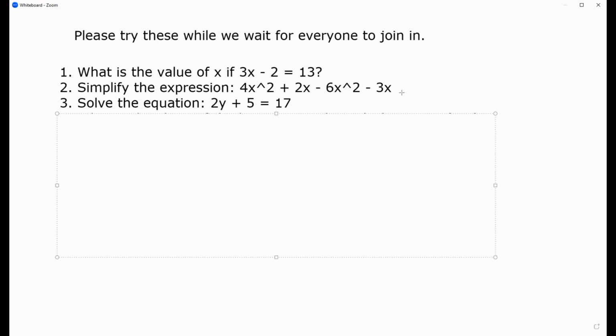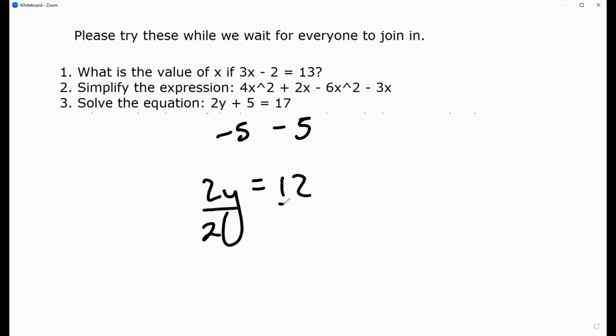What we're going to do is add 5 onto both sides. Nope, we want to do the opposite. Subtract 5 on both sides. That leaves me with 2y equals 12. Then I divide both sides by 2, and so y will equal 6.